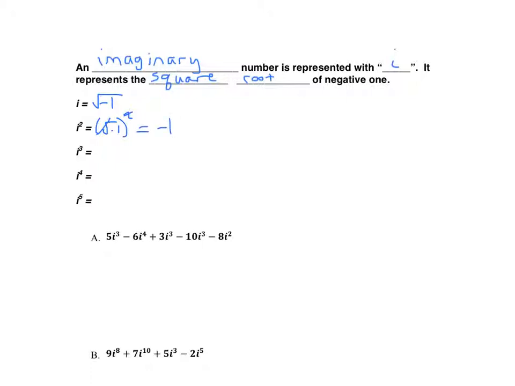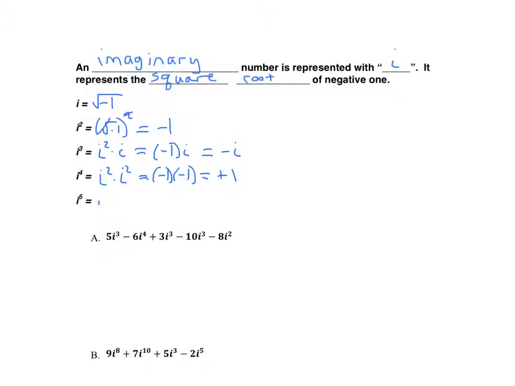If we look at i cubed, it's really i squared times i, squared being -1, times i. So i cubed is really -i. i to the fourth is really i squared times i squared. So that's -1 times -1. A negative times a negative is a +1.